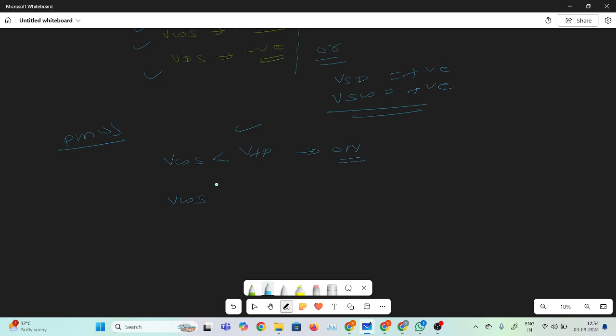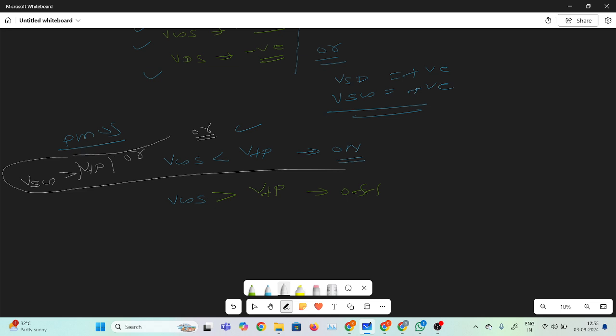If VGS is greater than VTP, I am not taking the mod, you should understand that, then it will be off. You can also write the equation this way. If anyone says, sir, you are not telling it right, VGS is less than VTP, I told, and in this case I take the sign as it is. Otherwise we can also write it like that: if VSG is positive, and the VTP mod. This way you can also write it, no problem.